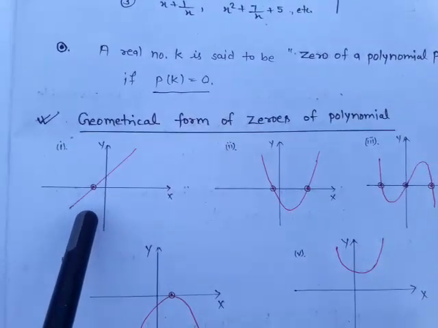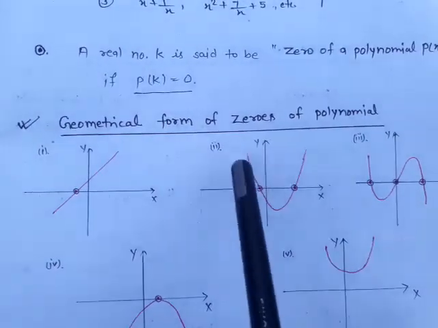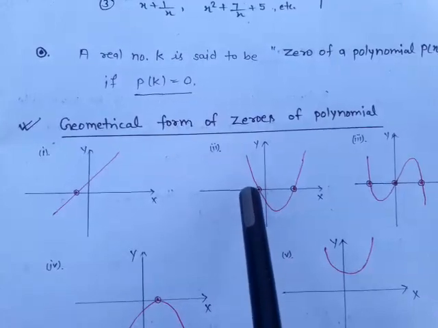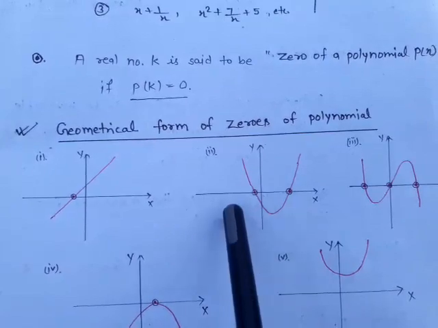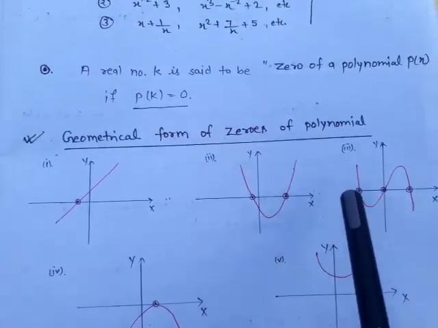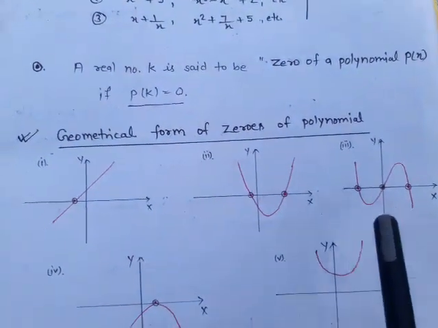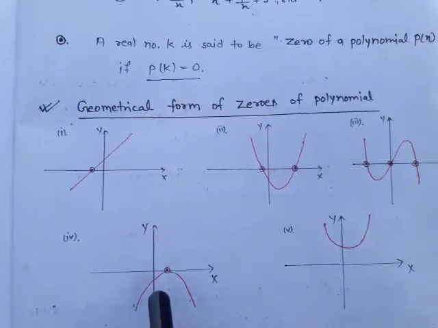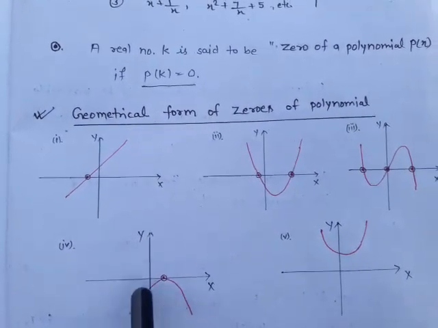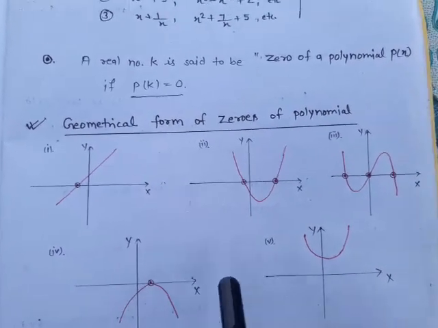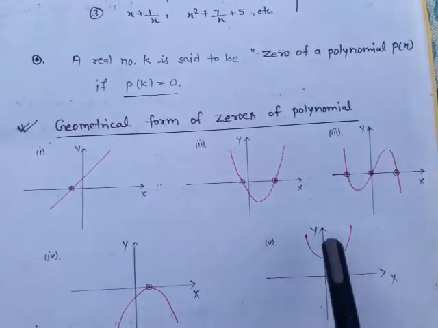so this polynomial has one zero. The second one is the graph of a quadratic polynomial, and this cuts the x-axis at two points, so this polynomial has two zeros. This graph cuts the x-axis at three points, so this polynomial has three zeros. And this graph of a polynomial touches the x-axis at one point, so it has only one zero. And this graph neither cuts nor touches the x-axis, so it has no zero.